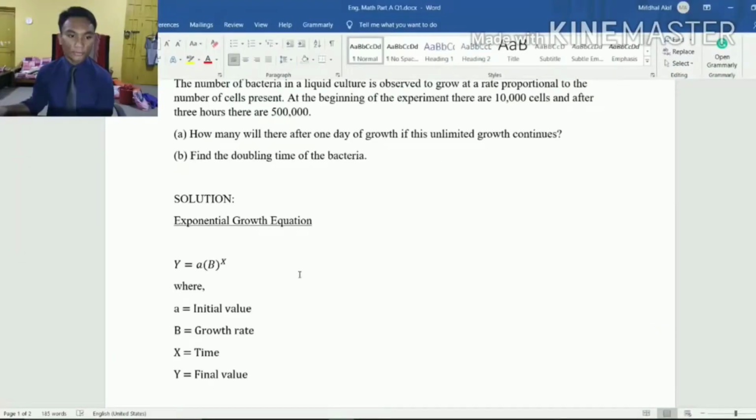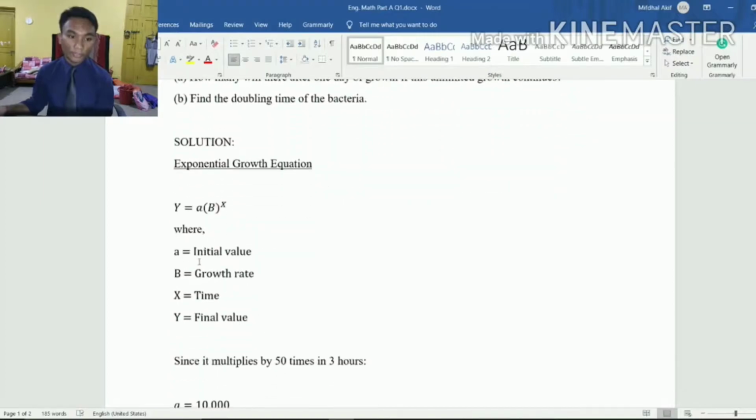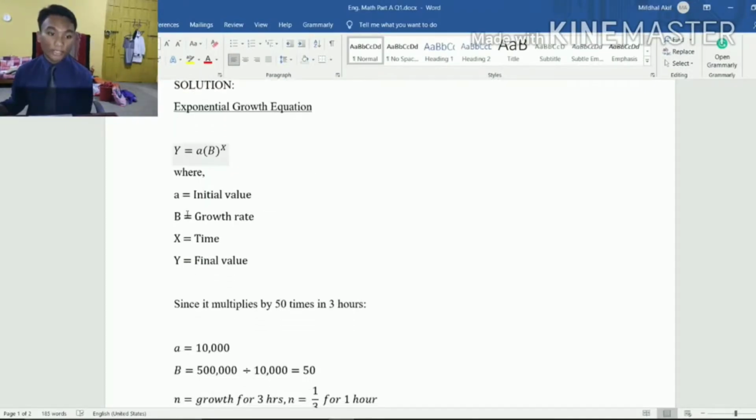Hi, Assalamualaikum warahmatullahi wabarakatuh. My name is Muhammad Miftah Akif, and now I will be discussing the solution for our problem. So as stated earlier, this is our problem, and now let's go to the solution equation. First, our solution would be using the exponential growth equation, which is y equals a times b to the power of x, where y is the final value and x is the time taken, b is the growth rate, and a is the initial value of the product.